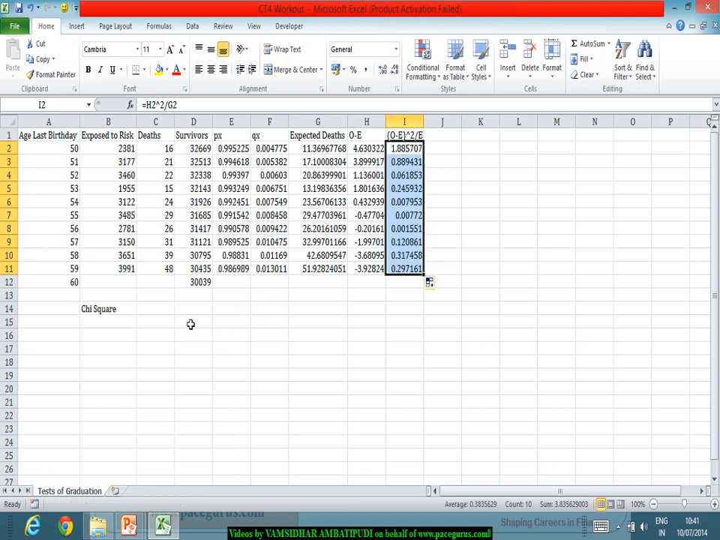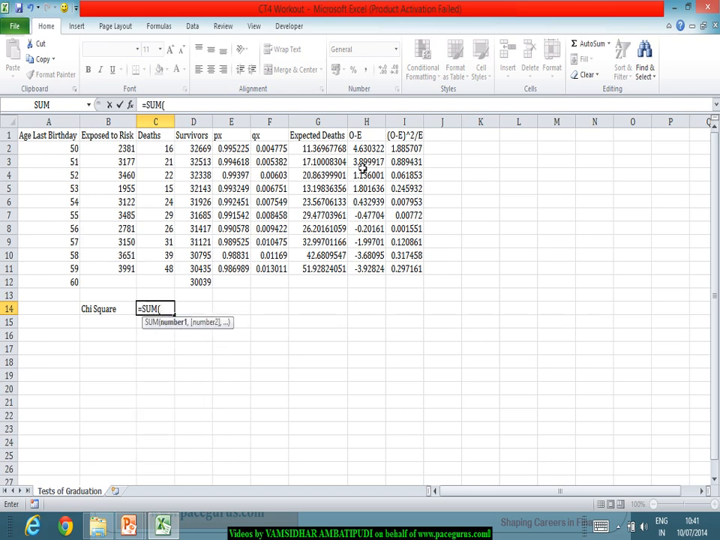The chi-square is nothing but the summation of those particular values. The chi-square for me comes out to the summation of these values, which is coming out to somewhere around 3.835. Right, that is the chi-square value. And once I have this chi-square, I can start getting into a testing process.